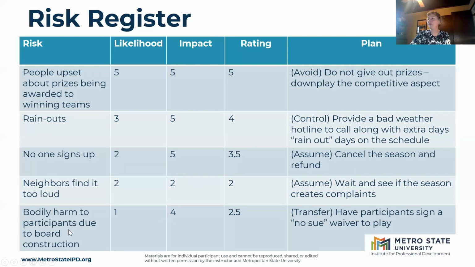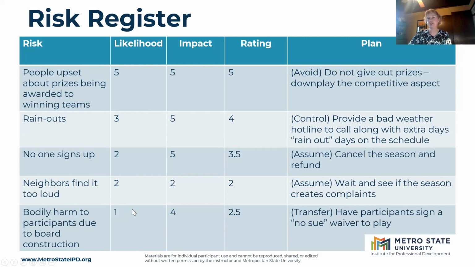And then we had this one on our brainstorm list, bodily harm to participants. I said due to board construction. So maybe there was a piece sticking out and somebody tripped on it, or maybe they got a splinter and had to go get a tetanus shot. The likelihood of this happening is pretty low.